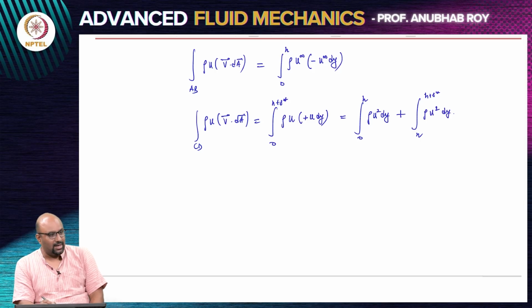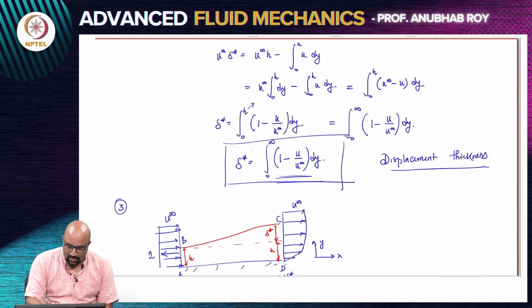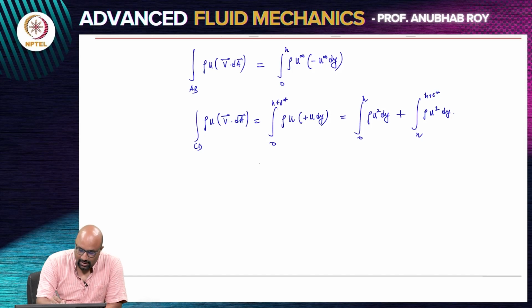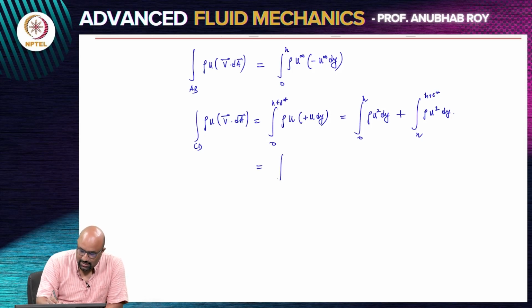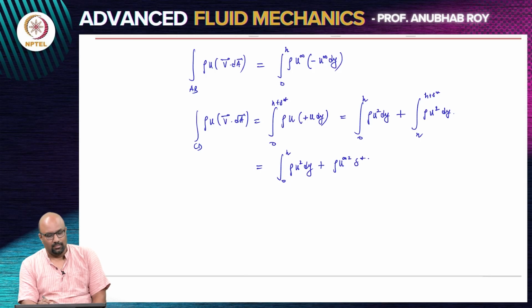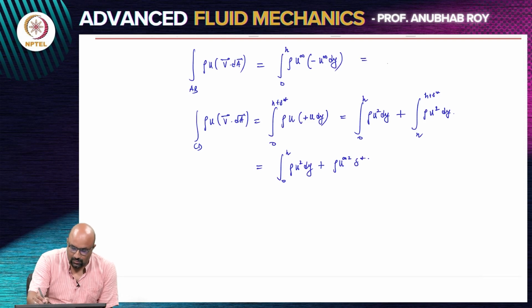Once again, we are going to say that h is large enough such that the fluid velocity at CD beyond h can be approximated as u infinity. So, we will go back to this integral at CD and write it as 0 to h rho u square dy plus rho u infinity square delta star. So, the inflow of momentum is minus rho u infinity square h.